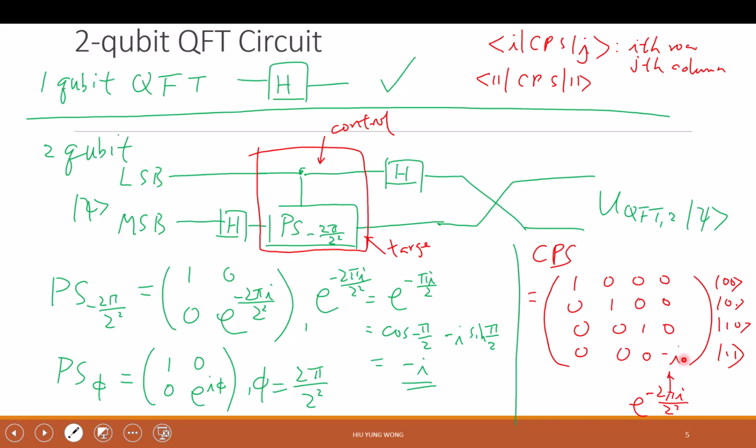So for this element, it is the 1 1 basis vector sandwiching the CPS. And then what is this CPS applied to 1 1 based on our definition? Control qubit is 1, so apply the phase shift, and your target is 1, so you do get the phase shift of e to the power i pi. And that's why you take it out, and this is orthogonal, so that's why you get -1. Okay, think about that. Any questions?